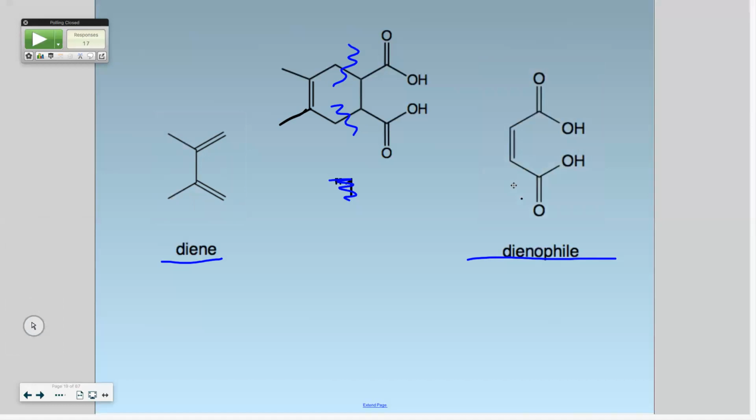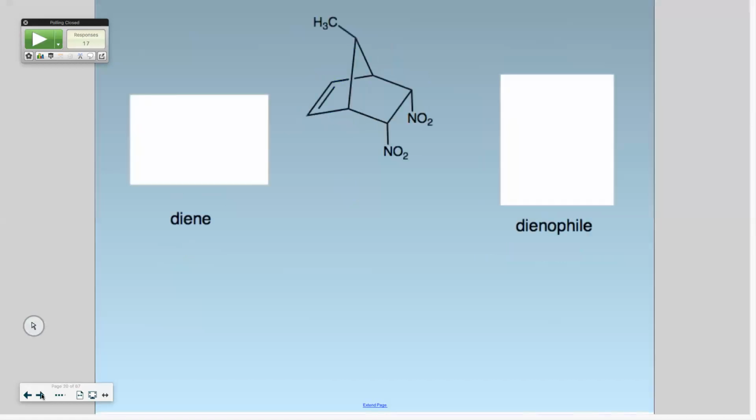Okay, and that's the dienophile. So if you had to draw the little mechanism, you could draw it, right? Yeah. Because we're really good at that one. Please put that on the top. That's right. Okay. All right, how about this one?